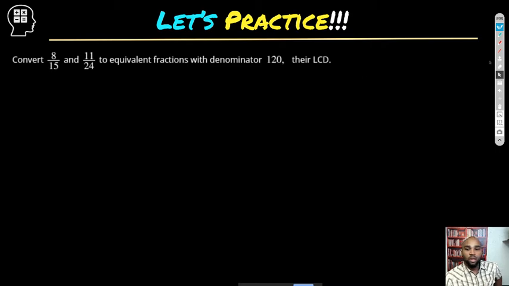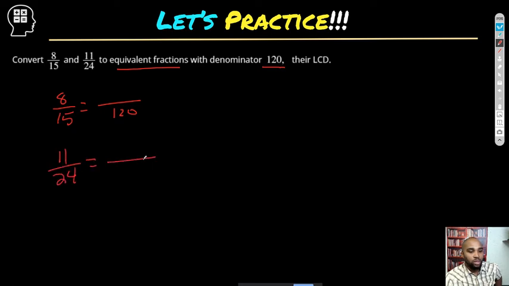What about this? We found earlier that 120 was the least common denominator. Let's use that to write equivalent fractions now. So we got 8/15 should be equal to another fraction that has a denominator of 120. And 11/24 is equal to another fraction with a denominator of 120. In order to figure this out, we need to find the factor we need to multiply by 15 to get 120. And just to save us some time, 15 times 8 is going to be 120.